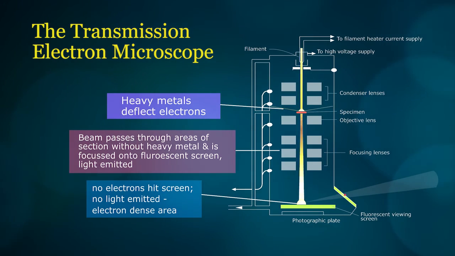To stain the sections, the grid is lowered onto a drop of uranyl acetate solution, washed, then stained with lead citrate. After washing, the sections are finally ready for viewing with the electron microscope.